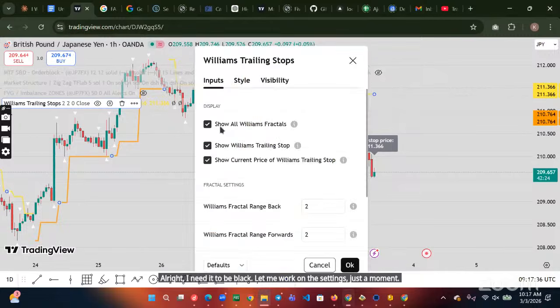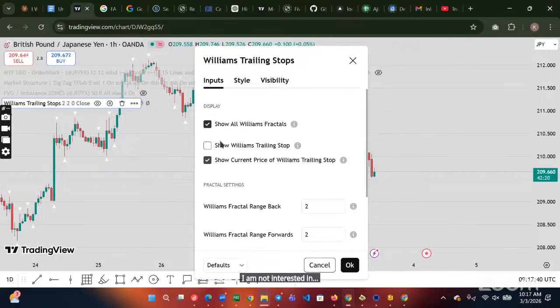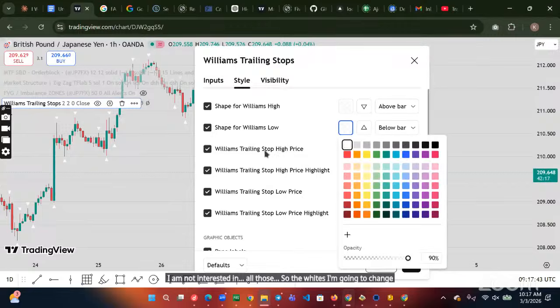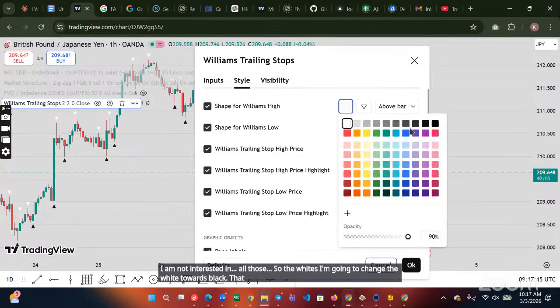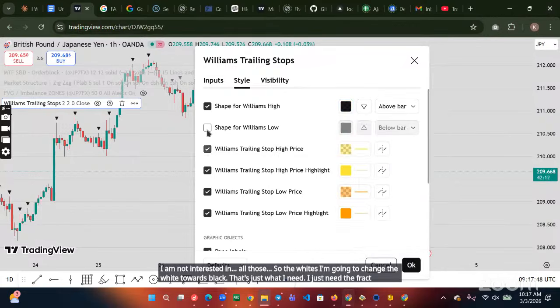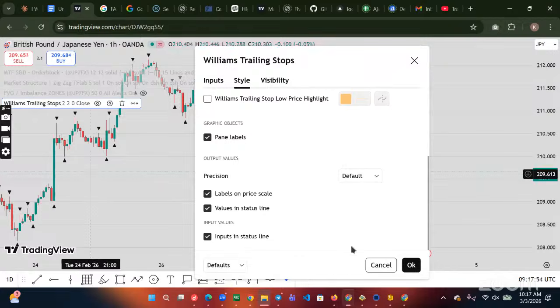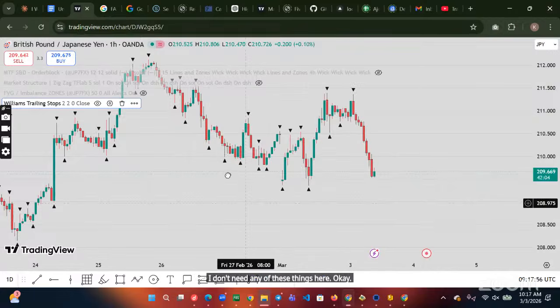I am not interested in all those. So the whites, I'm going to change the whites to what? Black. That's just what I need. I just need the fractals. I don't need any of these things here. Okay. Now, this helps me spot.